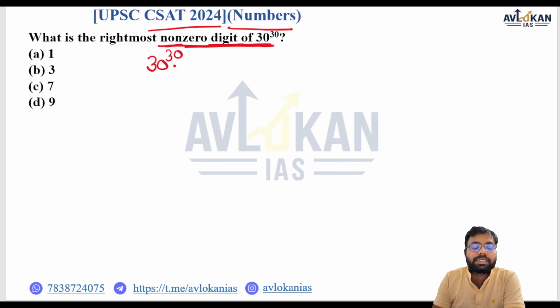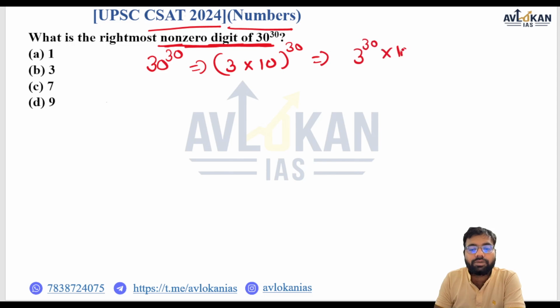So see, since it's a 0, this can be written as 3 into 10 to the power 30, and this will come out to be 3 to the power 30 into 10 to the power 30. Now all these powers of 10 will give me simply 0 at the end, so I don't have to worry about this one. The non-zero digit will come from this place.